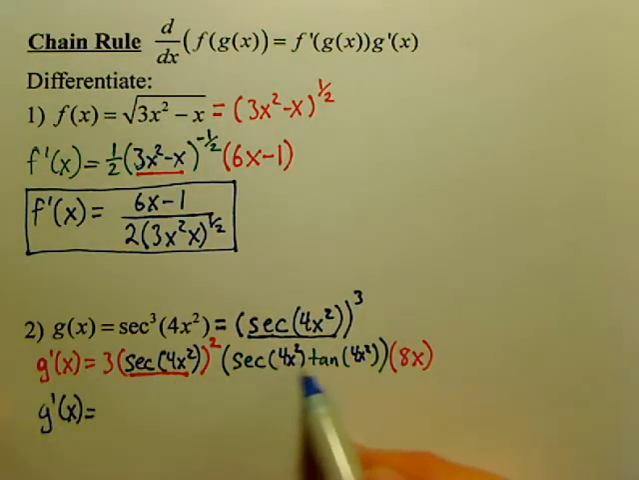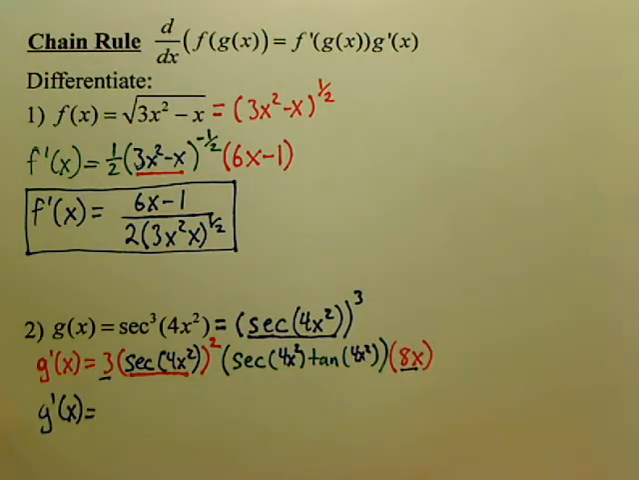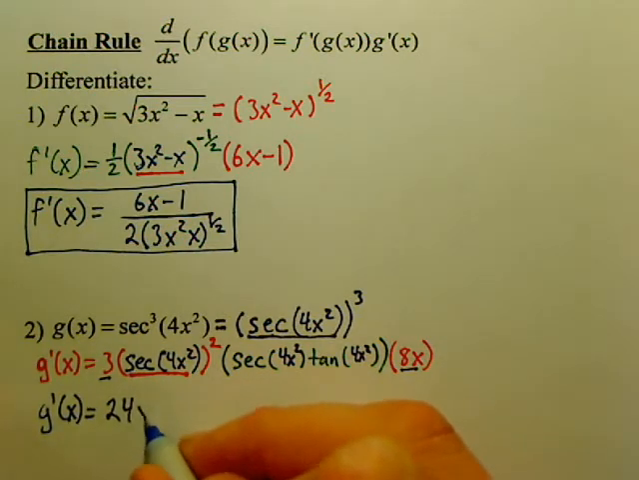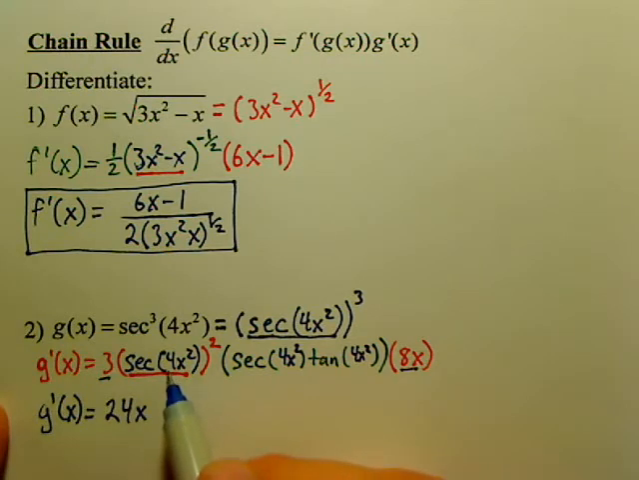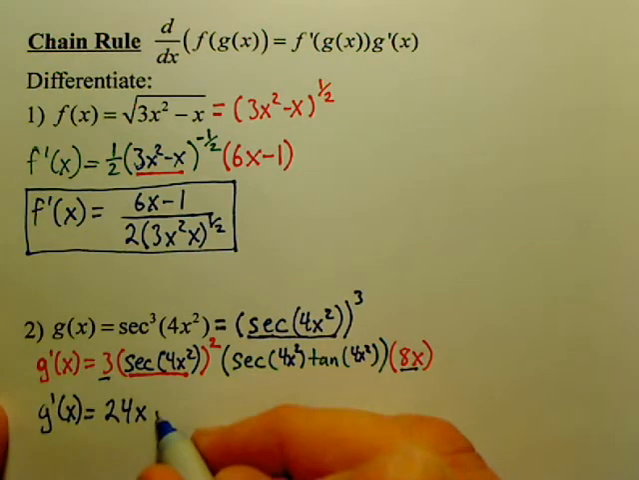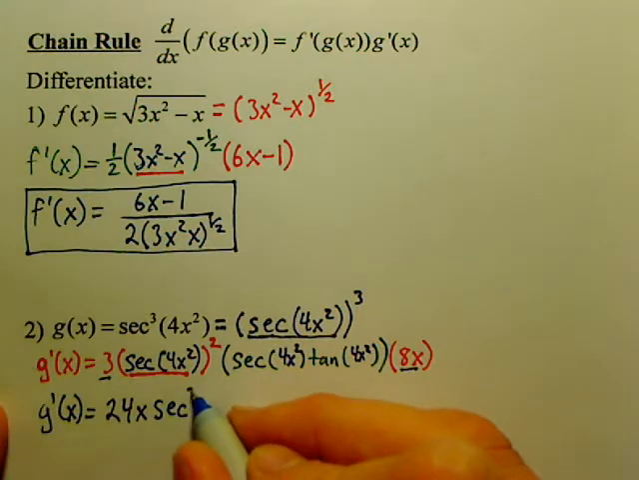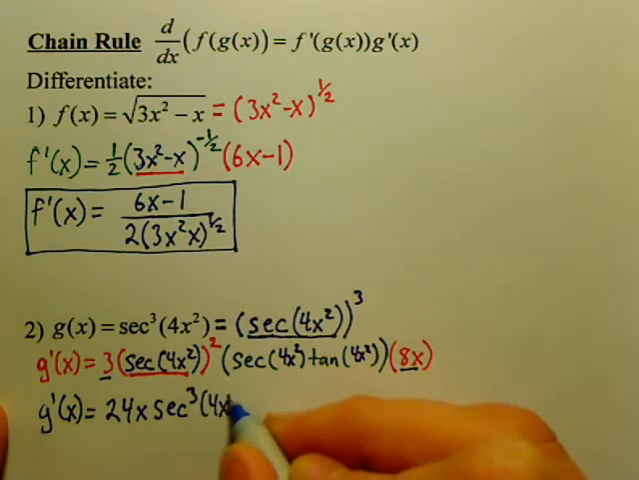All right, let's multiply all this together. Well, let's see. Can we combine these two guys right here? Yeah, 3 times 8 is 24x. Okay. Well, can't we multiply secant 4x squared and secant 4x squared? Now, isn't this a squared? So don't you have 2 secant 4x squareds and then 1 more? So wouldn't that simply be secant cubed 4x squared?